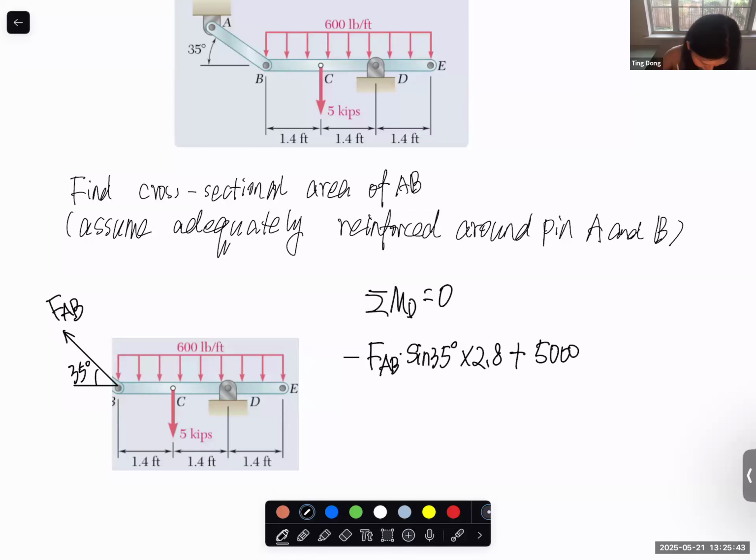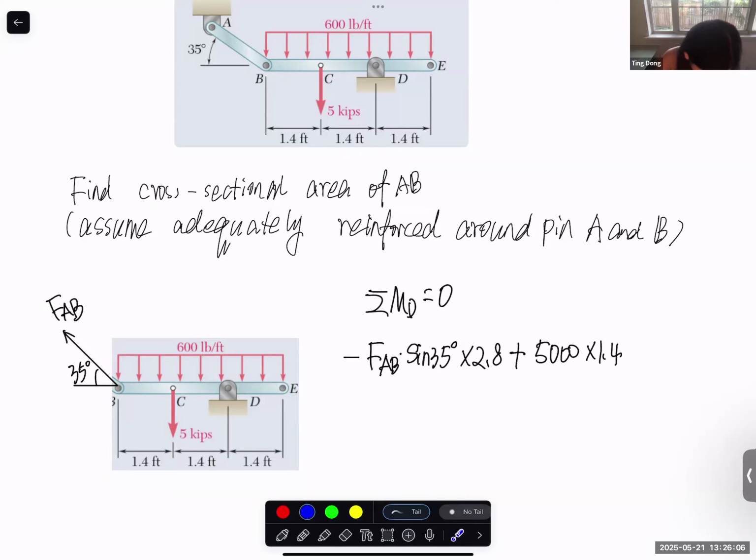Change to pounds, and feet doesn't matter because the dimension is the same. It's all in feet. Since this is pound, the kips I change to 5,000 pounds. And the moment arm, of course, is 1.4.